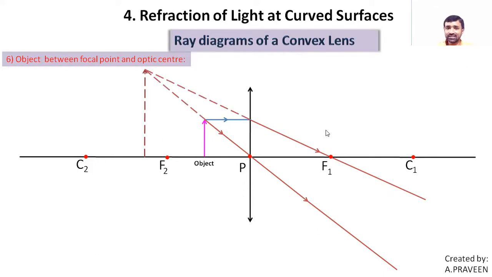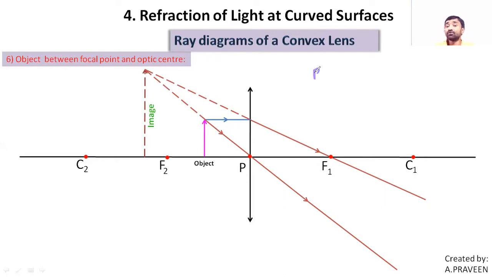Right? So this is the image for me. How did I get that image? I got that image by the backward rays, extending the refracted light rays in the backward direction. Then they will meet at a common point. That common point will give you the image of the object. So that is the image. So here, do you get the image by the actual converging of light rays?